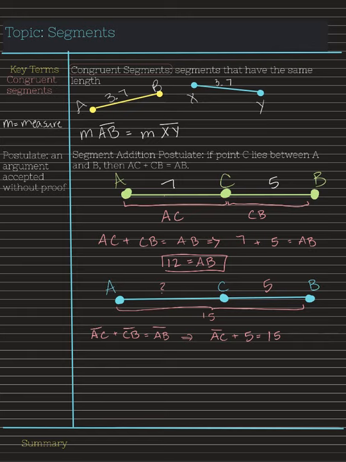I can also use inverse operations if I prefer to solve that way. Either way, I'm going to get that AC is equal to 10. So that's two ways we can use the segment addition postulate. All right, that concludes these notes.